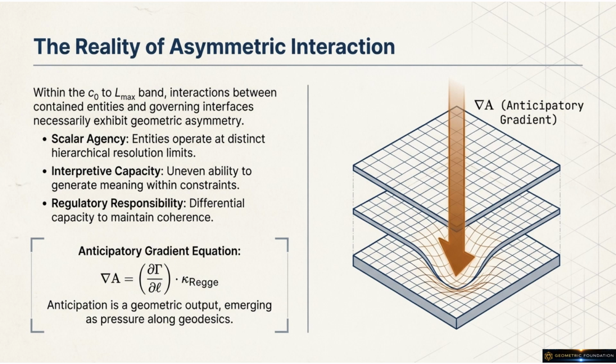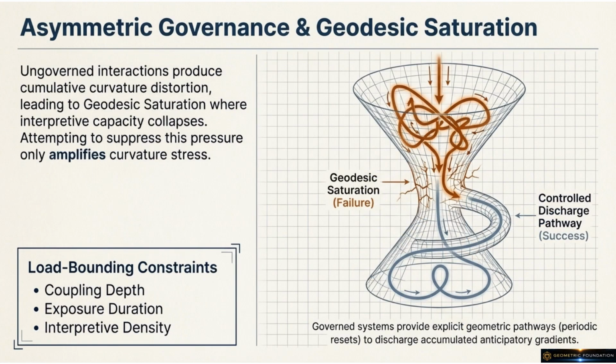Our 8th slide addresses what happens when governance fails. Geodesic saturation describes a failure mode unique to our framework, yet one that can be anticipated and mitigated through proper design. The central insight: ungoverned interactions produce cumulative curvature distortion, leading to geodesic saturation where interpretive capacity collapses. When geometric pathways become overloaded, the system experiences congestion. Suppressing this pressure only amplifies curvature stress.